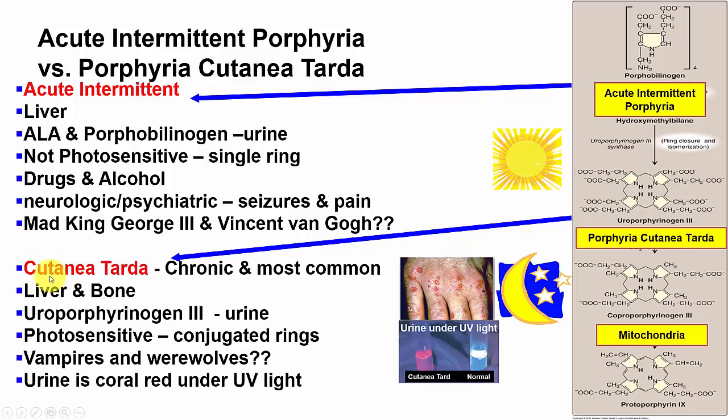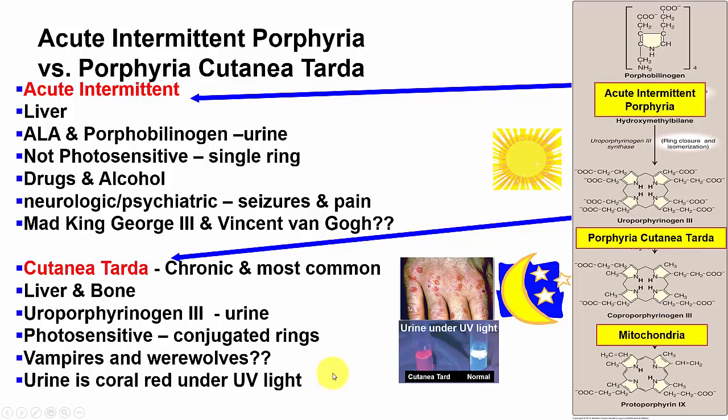The other one is Porphyria cutanea tarda. It's a chronic and the most common form, and it affects both the liver and the bone. They wind up with this product uroporphyrinogen 3, which is right here, uroporphyrinogen 3 in their urine, and they are photosensitive. They don't like being out in the sun, so they tend to go out at night, because they get spots on their skin, and their teeth will almost glow in the UV light, and so they were referred to quite often as vampires or werewolves.